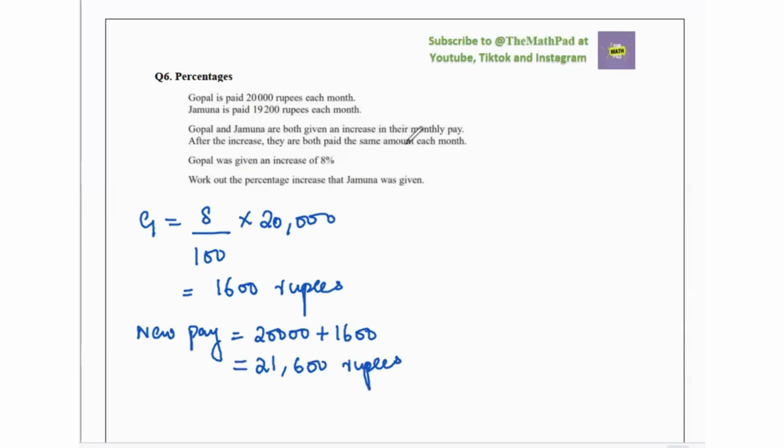Now they're both given an increase in their monthly pay, and after the increase, they're both paid the same amount each month, which means after the increase that has been given to Jamuna, her new amount will also be 21,600. So since they both shared the same amount each month after the increase, that means 21,600 for Jamuna would equal the old amount, which is 19,200, plus x over 100, which is the percentage that we don't know and we're trying to find, times the old amount, which is 19,200.